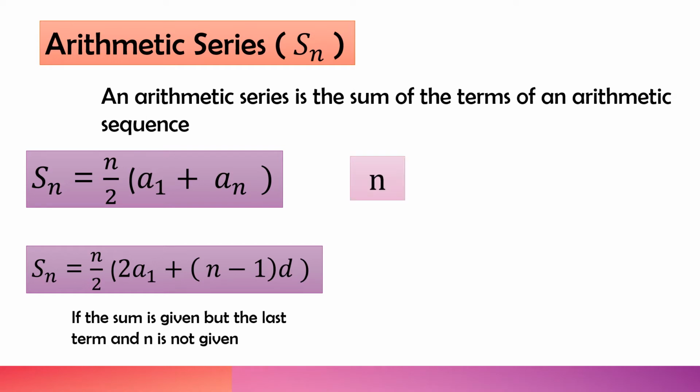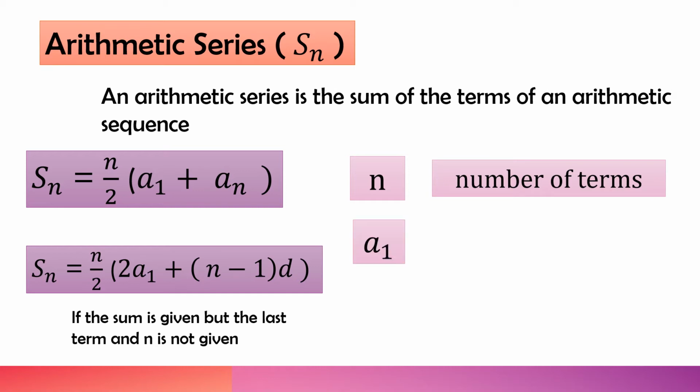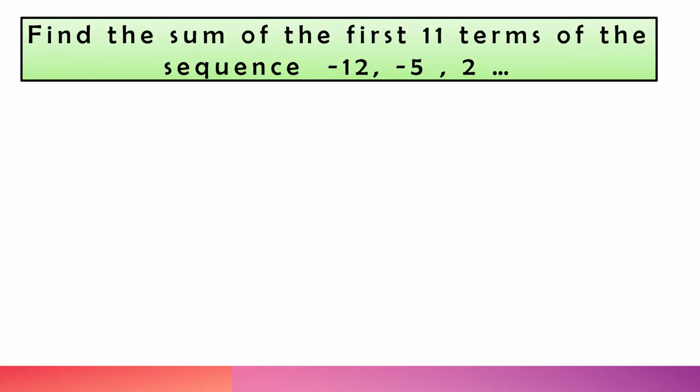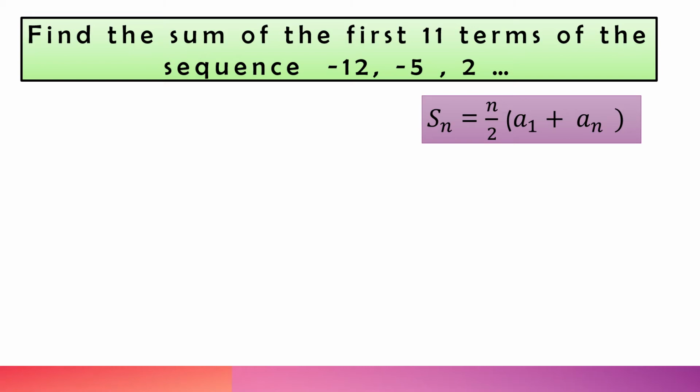In the formula, n refers to the number of terms, a sub 1 is the first term, and a sub n is the last term. Find the sum of the first 11 terms of the sequence -12, -5, and 2. Since the arithmetic series formula requires the first term and the last term, let us solve first for the 11th term of the sequence.